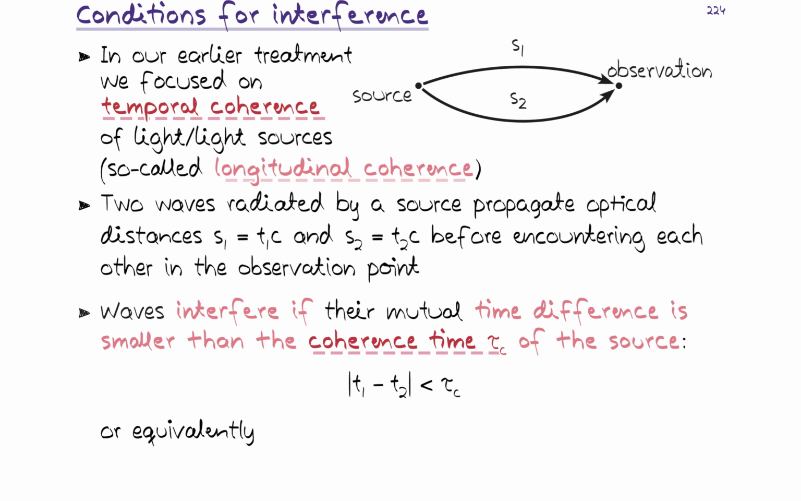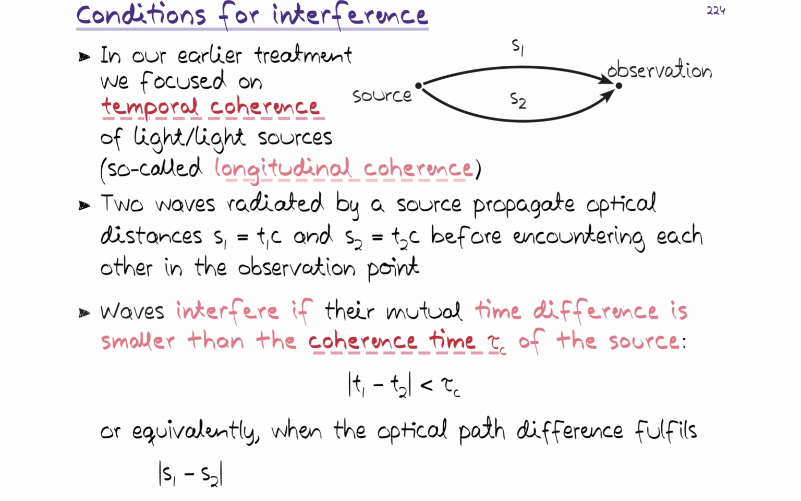And equally well, I could define this instead using the optical path difference. I could use the coherence length as a concept to quantify or estimate whether I see interference. So I could equally well look at the distances and their differences: the modulus of S1 minus S2 should be smaller than L_C, where L_C is the coherence length given by the speed of light c times the coherence time tau c. So these are the two ways of looking at things.